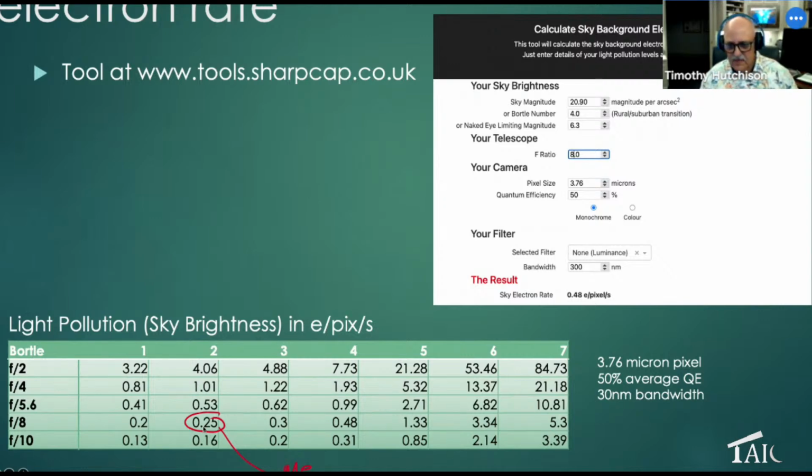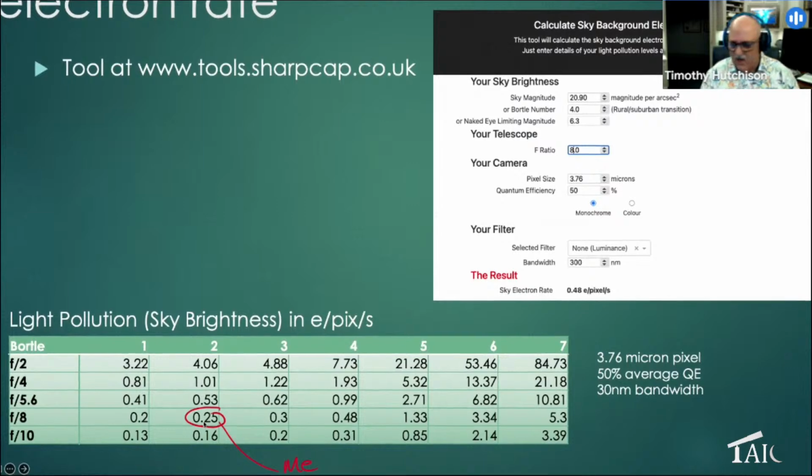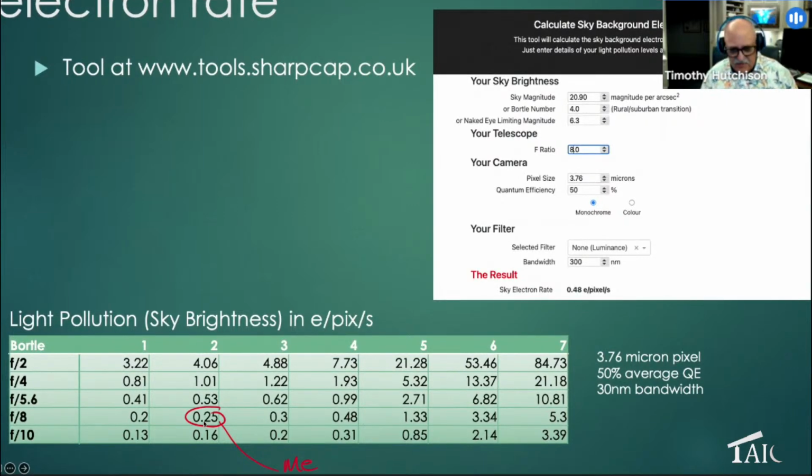Okay. Now, why do I care? Or why am I talking to you about this? Well, for the next example that I'm going to show you, let's also take a look here. Let's say that we're in an urban sky or a suburban sky. Maybe we're around Bortle 4, Bortle 5, something like that, and an f5.6 scope. You know, a Bortle 4 and f5.6, we've got 1 electron per pixel per second coming into our sensor just based on sky brightness, right?